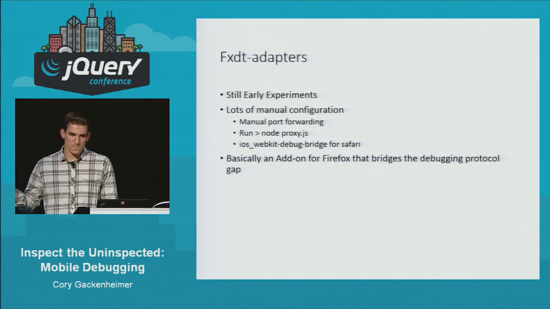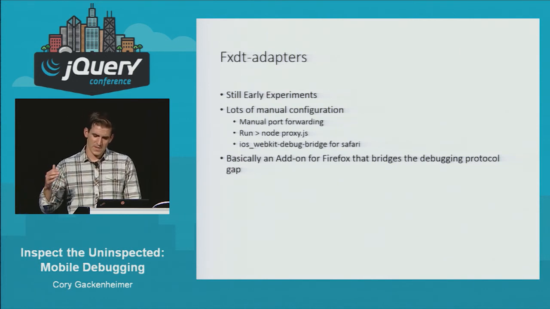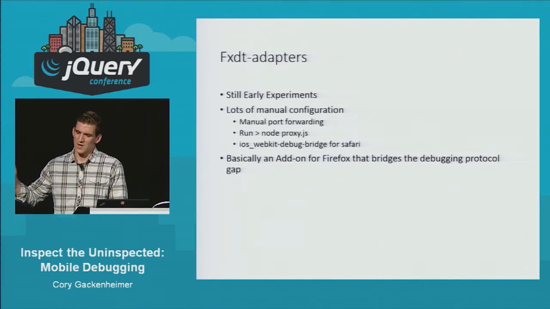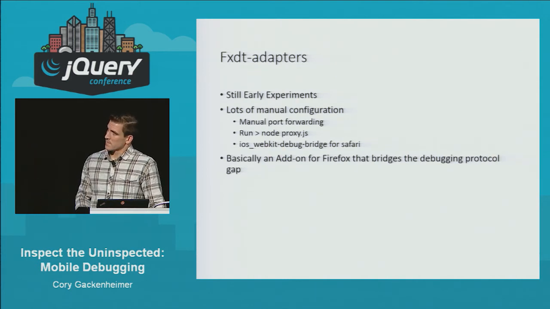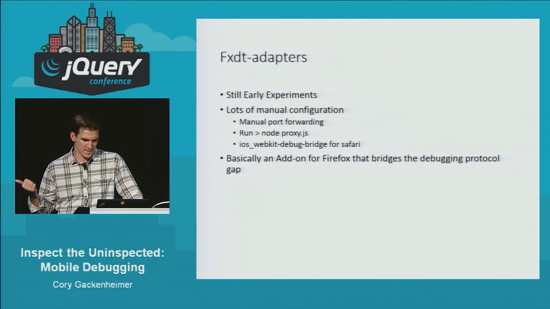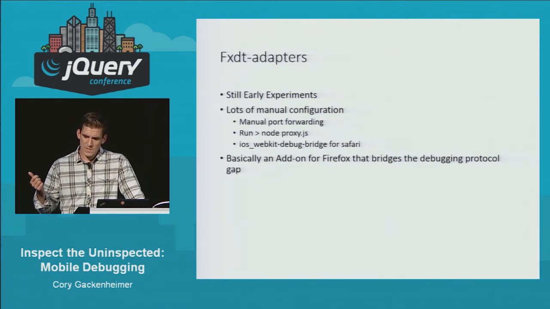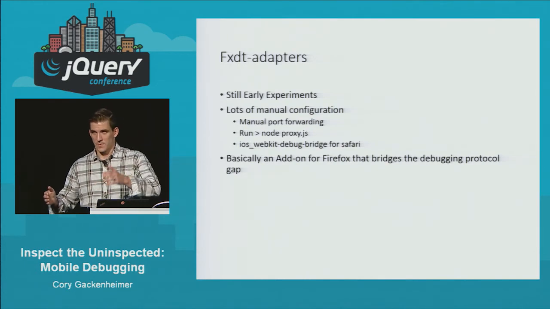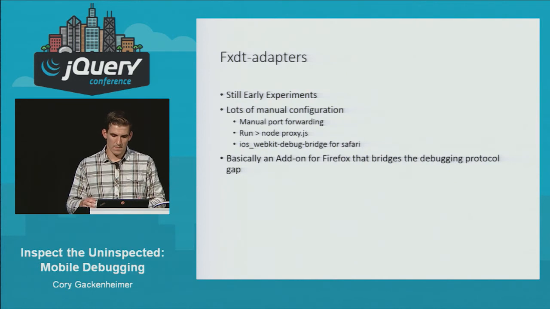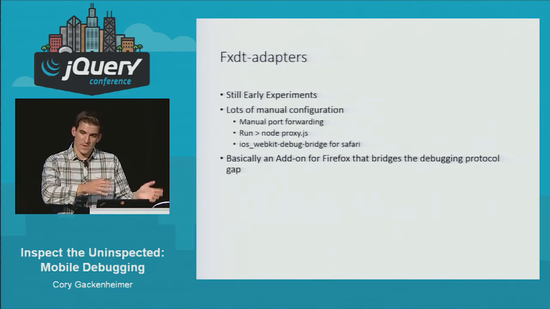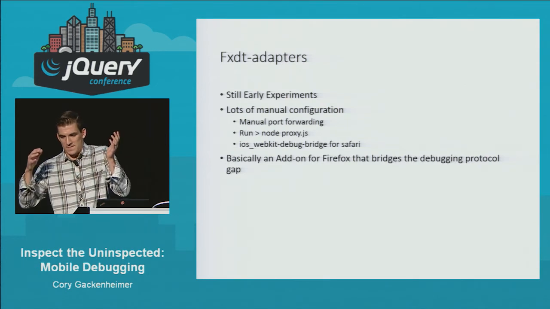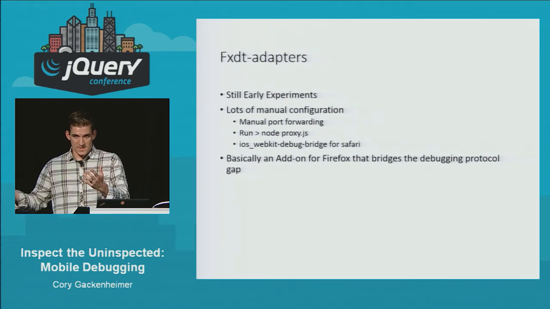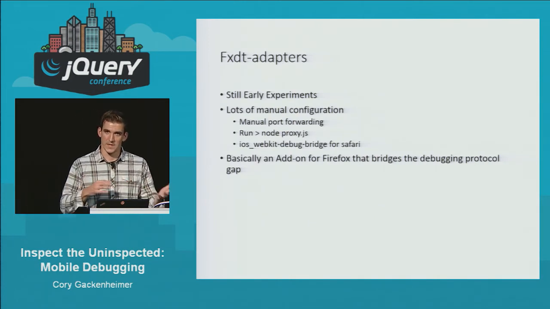But it's still an early experiment. There's still lots of manual configuration. In addition to the normal port forwarding, there's a node proxy to get it to communicate right. And if you want to debug Safari, there's this project from Google called iOS Debug Bridge or Debug Proxy. It's on GitHub. You run this and you can forward Safari to the Chrome DevTools. That works on Mac and Linux. So that step forwards Safari to Chrome and then the Chrome bridge to this. There's a bunch of steps, but in the end, there's basically this add-on for Firefox that will fire up the Firefox DevTools and let you debug any of these other targets.